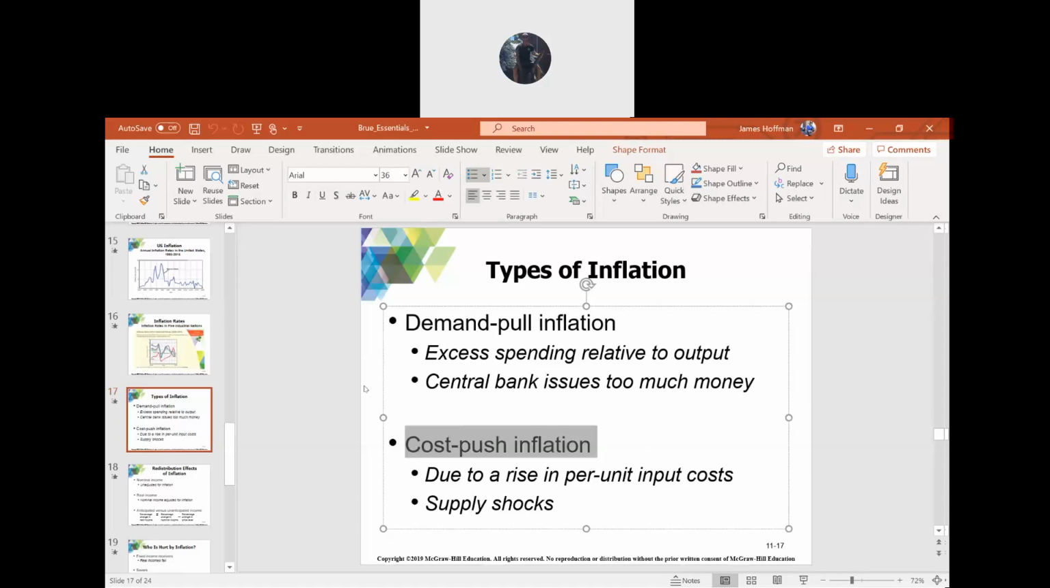Okay, then cost push inflation is due to a rise in per unit input costs. So when it becomes more costly, so this is like when a resource price increases. Remember that decreases supply. So increasing demand or decreasing supply, both of those would increase the price level.